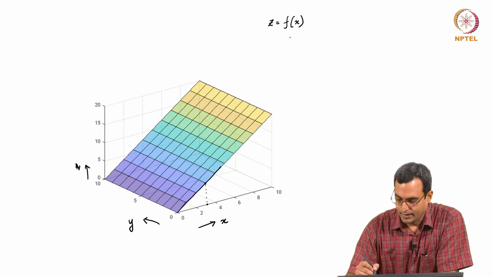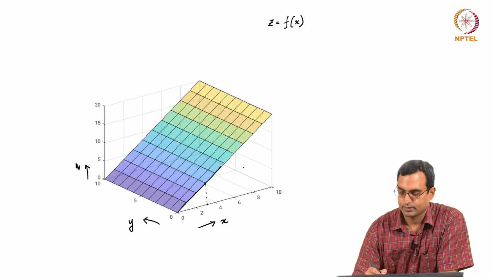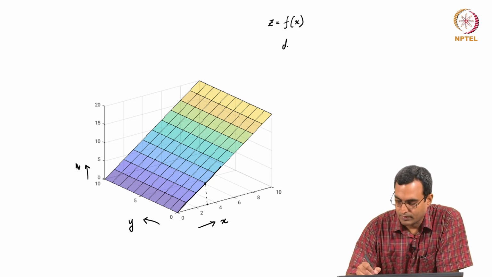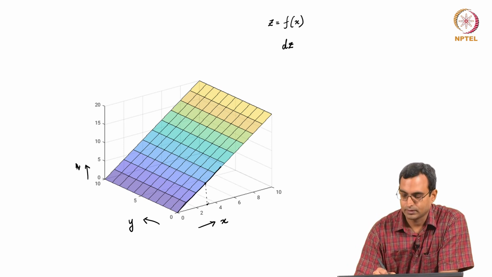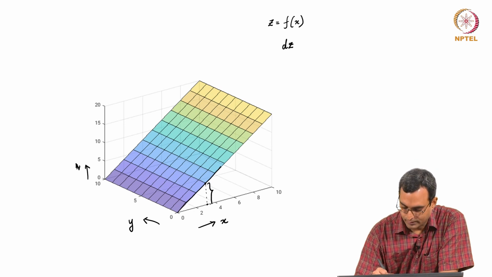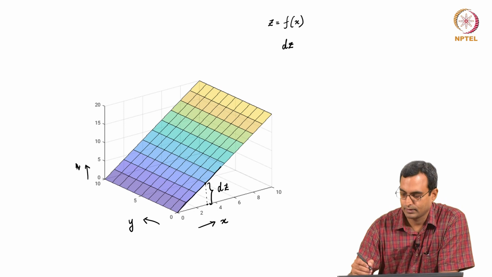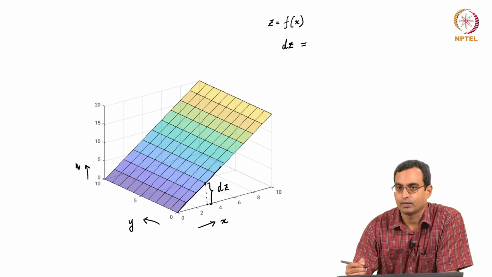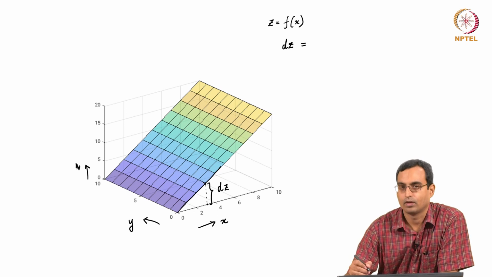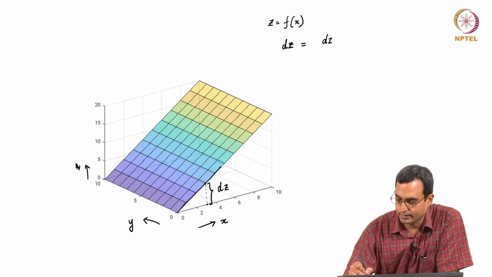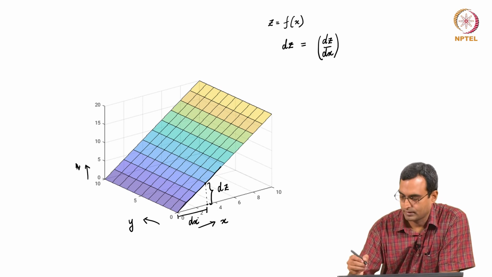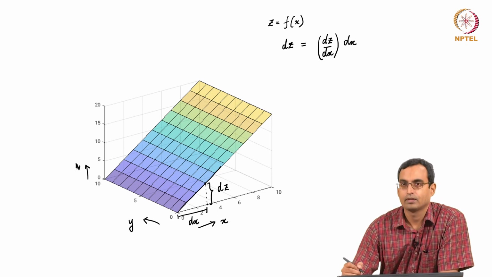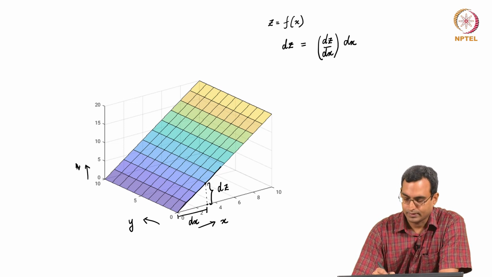So, in this case, if I wanted to know the altitude at any point, or the change in altitude between some point and the ground, I can call this, for example, dz. The way I would find this out is to find the slope of this line or this plane, which is essentially dz by dx, and multiply it by the distance, which is essentially dx.